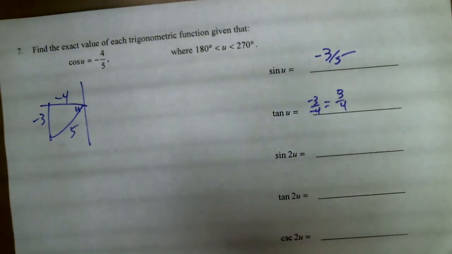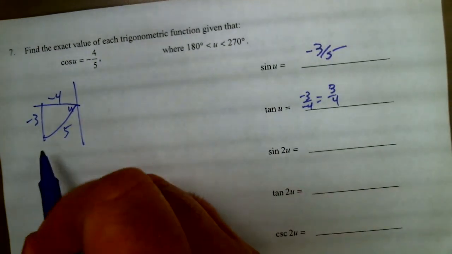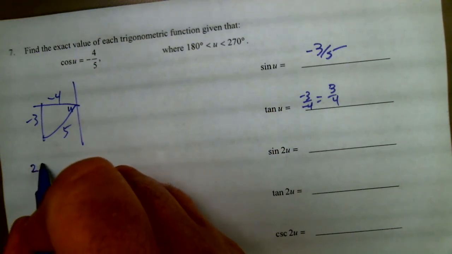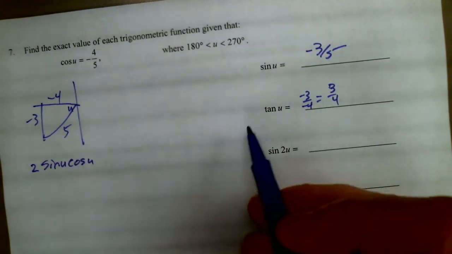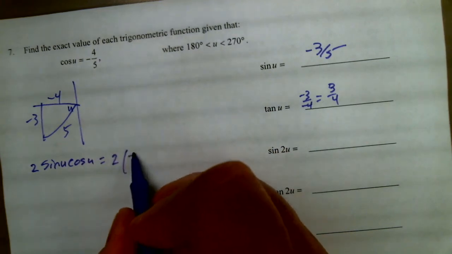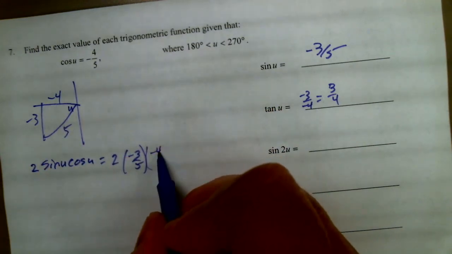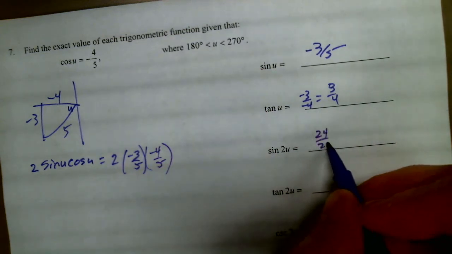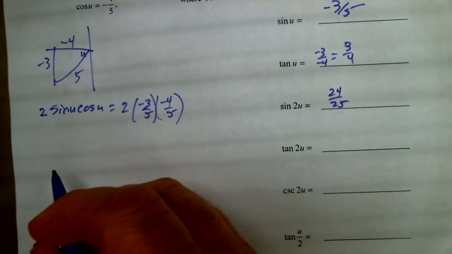Now we're going to use the formula to find the sine of 2u. Well, if I go to my identity sheet, the double angle formula, it says that the sine of 2u is equal to 2 times the sine of u times the cosine of u. We know both of the sine and cosine, so I'm going to plug them in. I get 2 times negative 3/5 times the cosine, which is negative 4/5. Multiply that all out, I get 24/25.